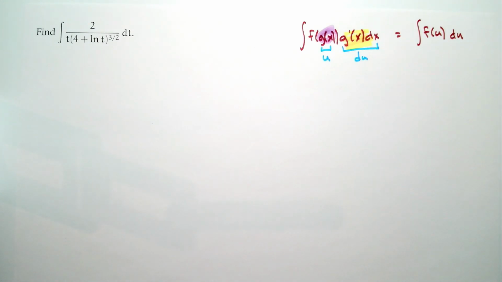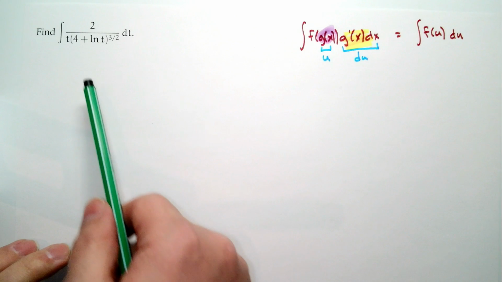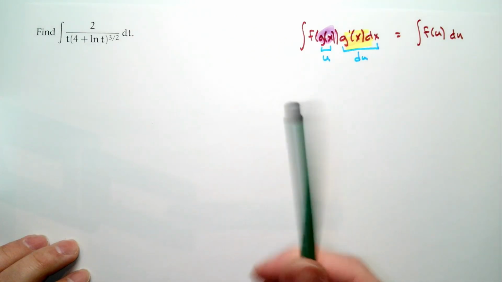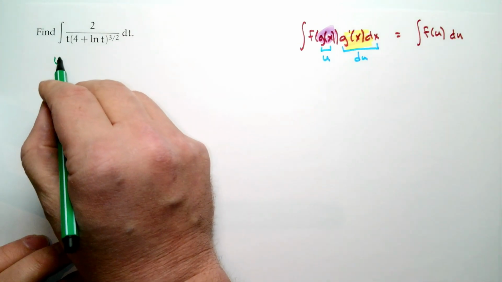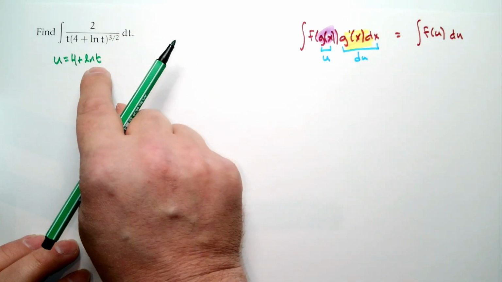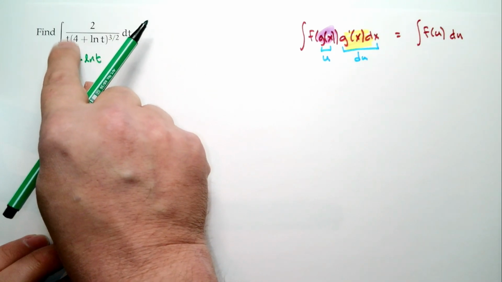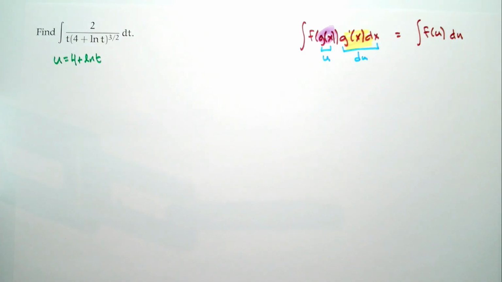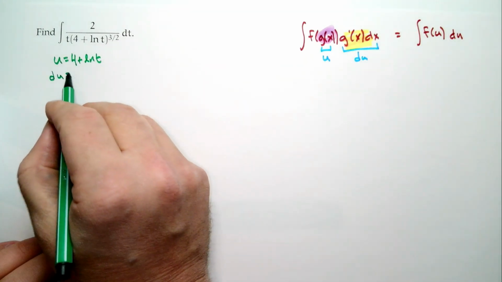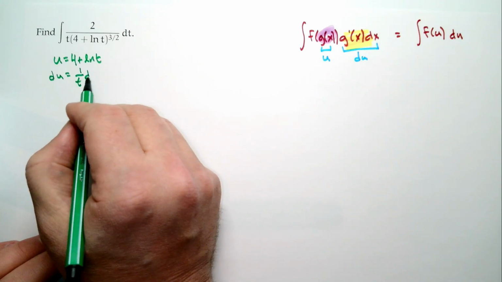Well, look for something on the inside. 4 plus log t is inside this function to the 3/2 power. So that's a pretty good clue. We should try it. Does it mean that's going to work? Not necessarily. Now, the other thing going for 4 plus log t is notice that there's this over t part here. And we recall that if we take the derivative of log, we get 1 over t. So in other words, that 1 over t shows up on our list of things after we take a derivative. So that's a really good sign. So we get u is 4 plus log t, and du is 1 over t dt.